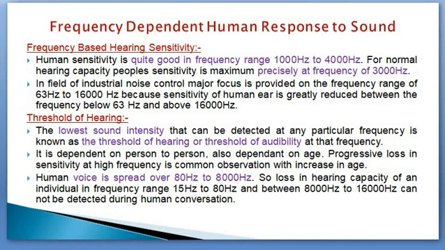Hz. That's why in the field of industrial noise control, major focus is given to the frequency range of 63 Hz to 16000 Hz, because sensitivity of the human ear is greatly reduced below 63 Hz and above 16000 Hz. So whenever we are looking for a problem in an industry in terms of controlling noise, maximum focus is given to the frequency range between 63 Hz and 16 kHz. Above and below the limit, there is no need to take much more effort.